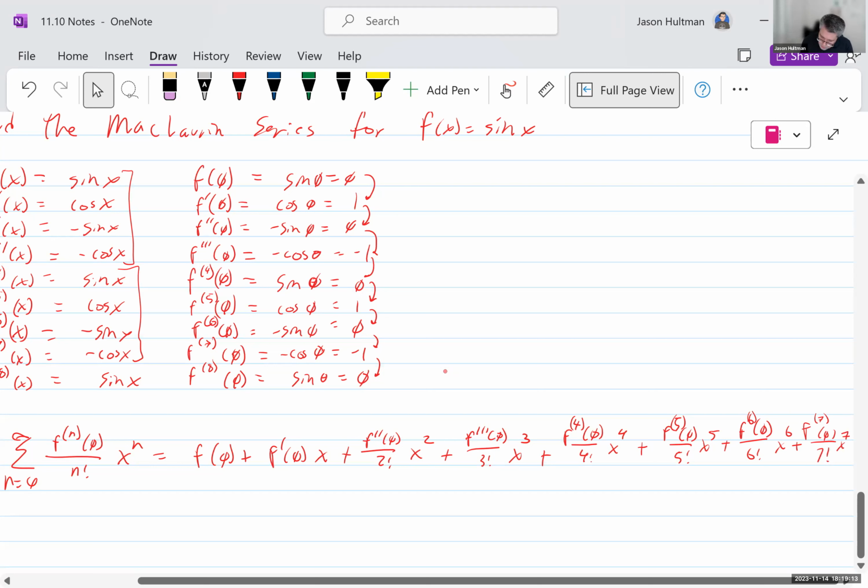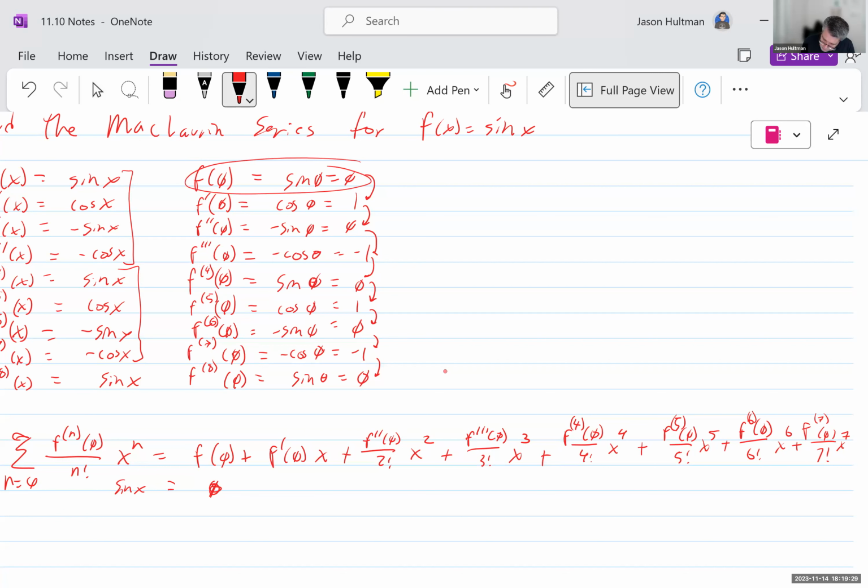Okay, so now let's figure out, well, what are these things? Well, this one is 0 for sine x. Okay, for sine x, this thing is equal to 0, first one. That's what we have up here. The next one is 1 times x, so that's just x. So the next one is 0 over 2 factorial times x squared.